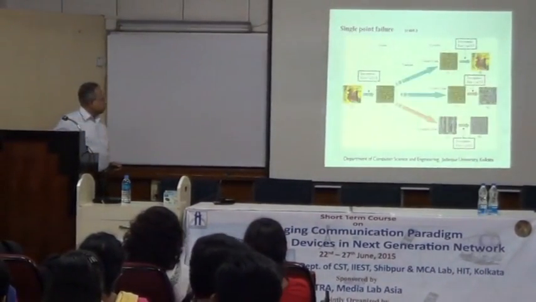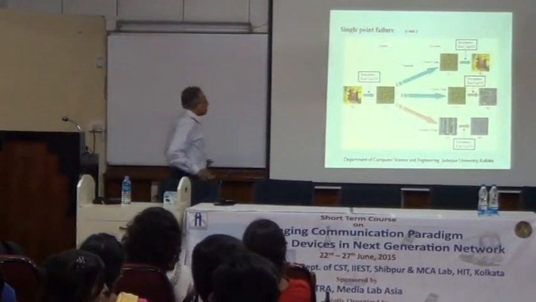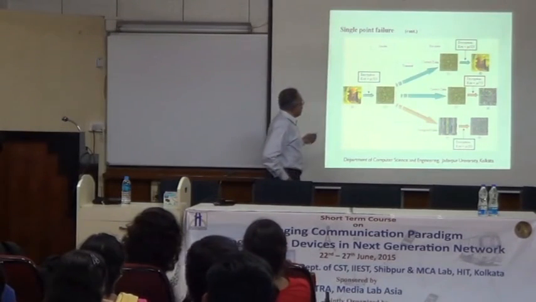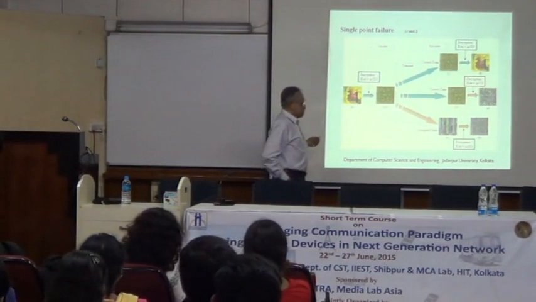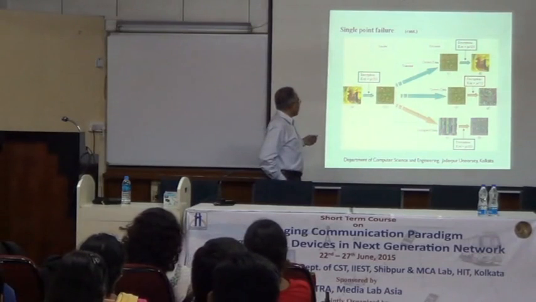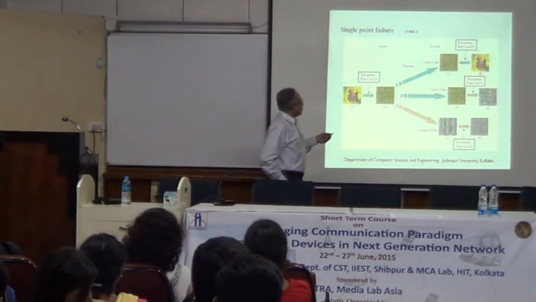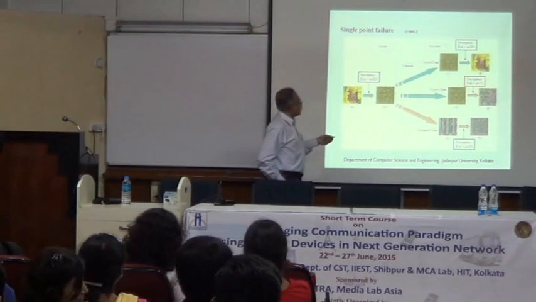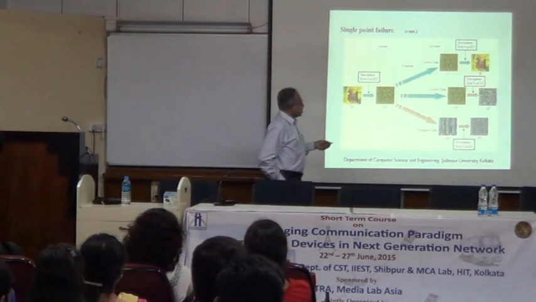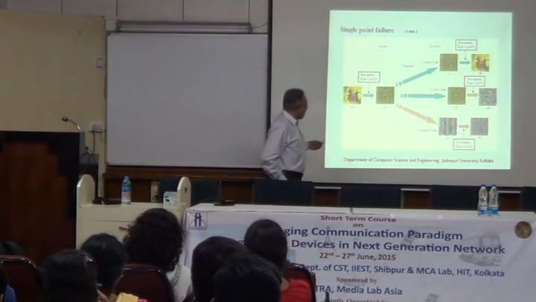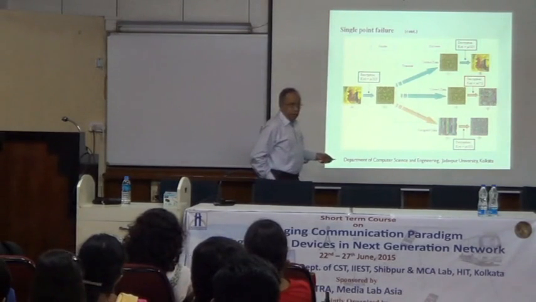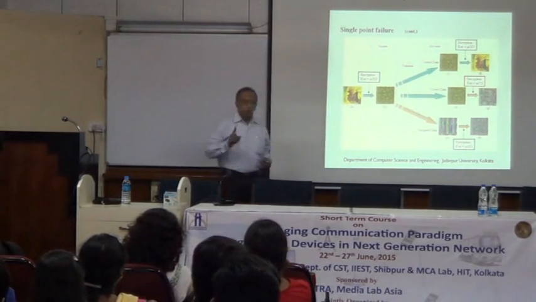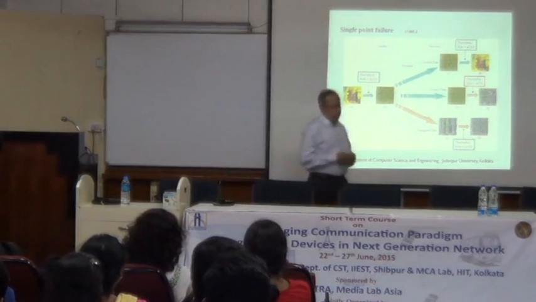Now, this is single point failure. This is the secret image. This is encrypted with this key and sent to the receiver. If the same key is used, you get it back. Different key, you won't get it back. If it's corrupted, you won't get it back. This is single point failure. One more thing I would like to share over here.